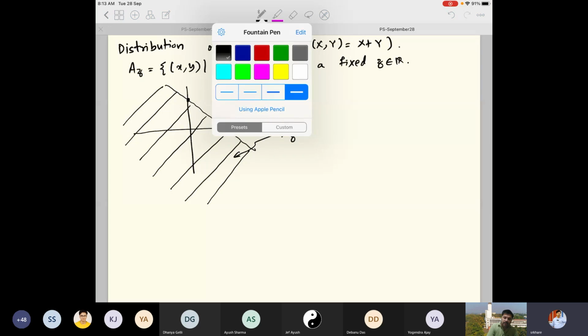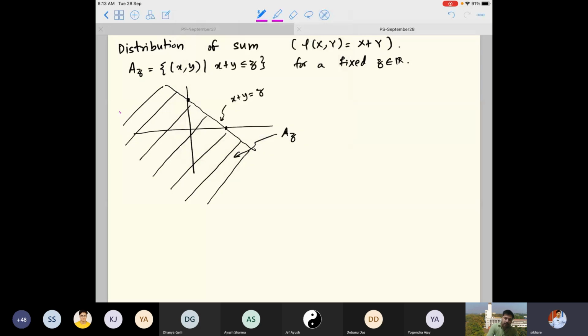So for another value of Z, say for example, if your line X plus Y equal to Z looks like this. This is another value of Z that you choose. So this is the point Z, 0 and this is the point 0, Z. So Z is negative basically, right?